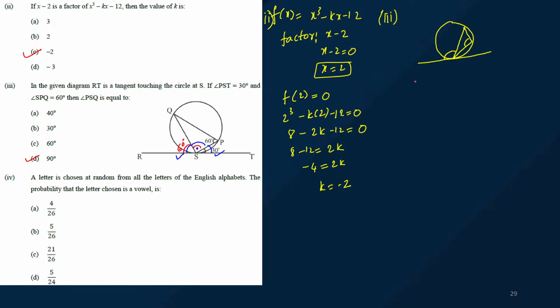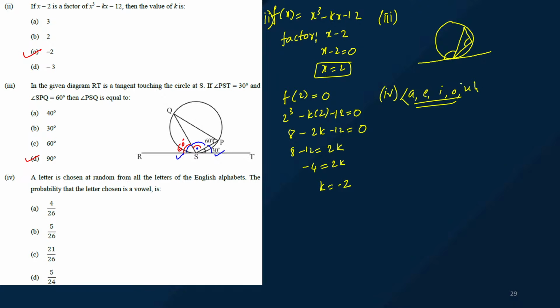Okay, now let us see the fourth MCQ. Pay attention. The fourth MCQ says that a letter is chosen at random from all the letters of the English alphabet. The probability that the letter chosen is a vowel. So what are the vowels, children? A, E, I, O, U are the vowels. So this becomes the number of favorable outcomes.